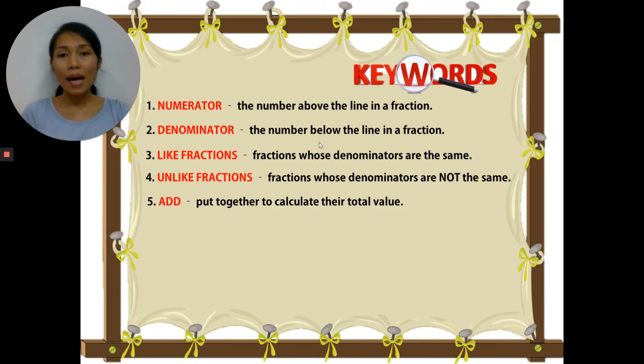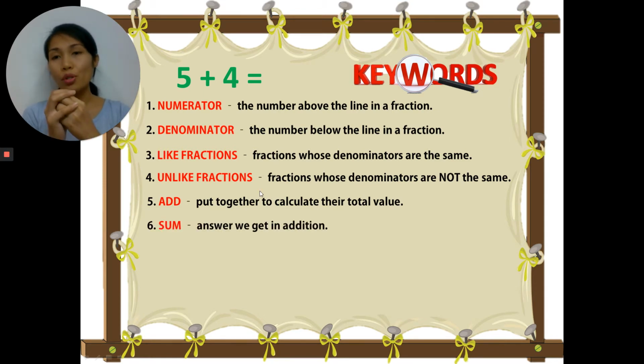Add. When we say add, that means to put together to calculate their total value. Like 5 plus 4. Plus is the symbol of addition. So 5 plus 4 is addition. We put the numbers together. 5 plus 4 equals 9, and 9 here is the sum. The answer we get in addition is called the sum.